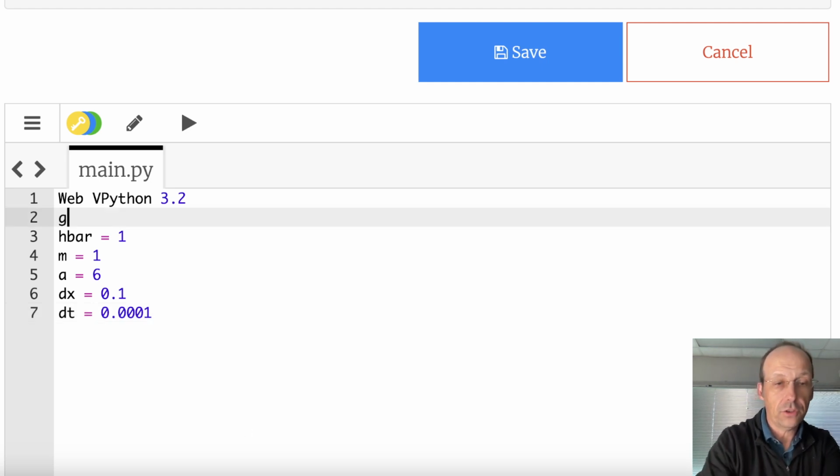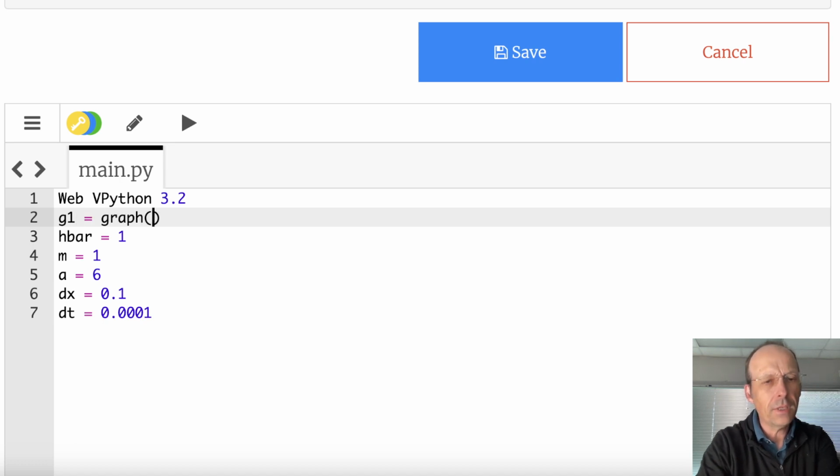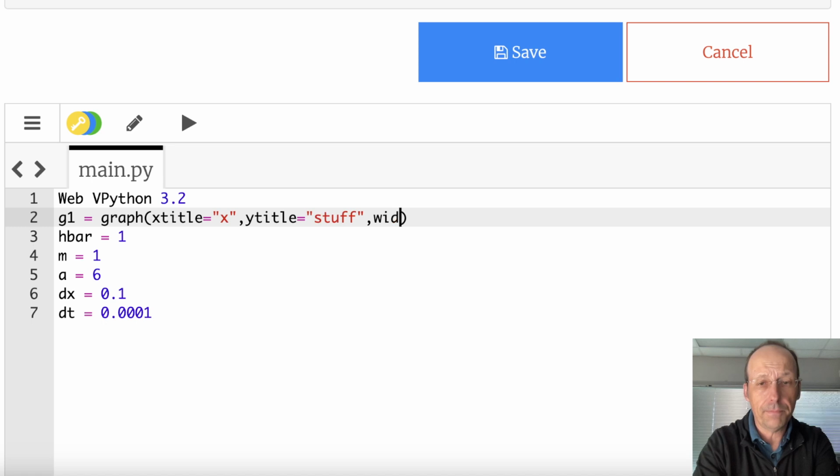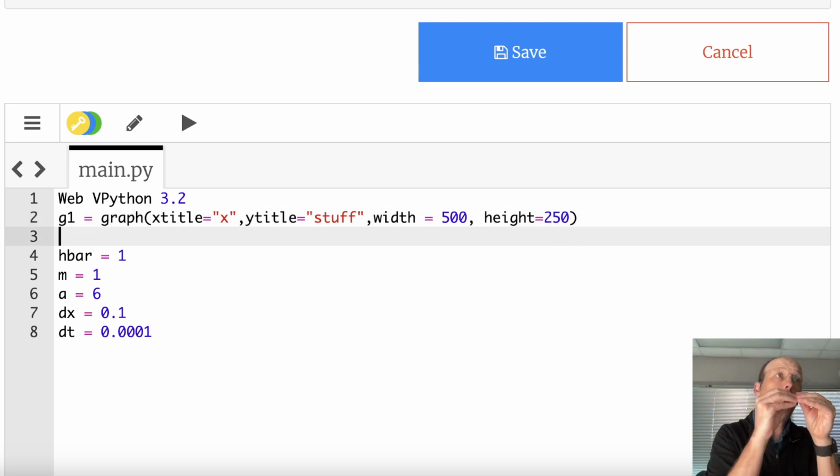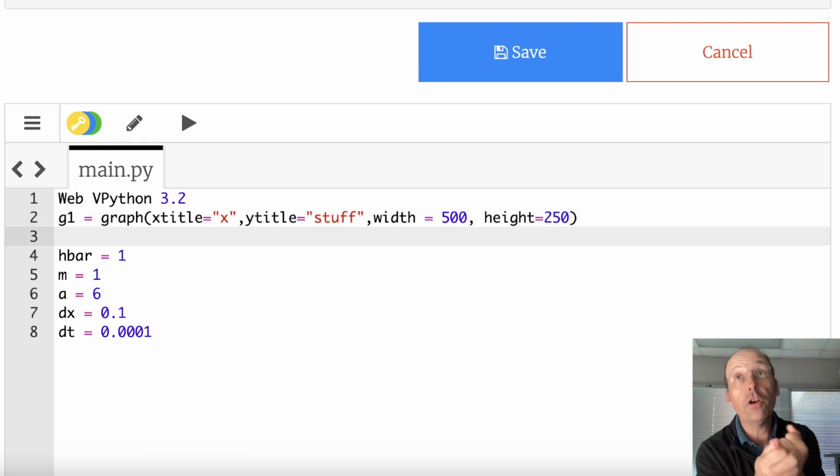Okay, let's go ahead and start off with a graph. I'm going to need a graph. G1 equals graph. X title equals x. And then Y title is going to be stuff. I'm plotting R and I and the probability density, so I'm just going to call it stuff. That's wrong, but that's fine. Width is 500. Height is 250.